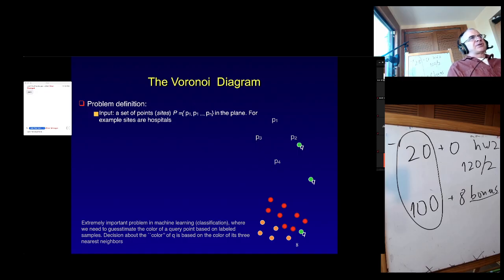Let's already introduce one of the really fundamental concepts of computational geometry, of science in general, named after a Russian mathematician whose first name unfortunately I don't remember right now, and this is a Voronoi diagram. What is a Voronoi diagram?